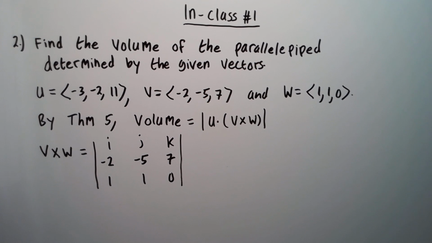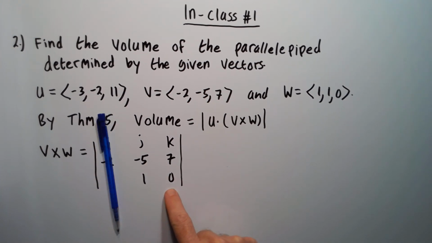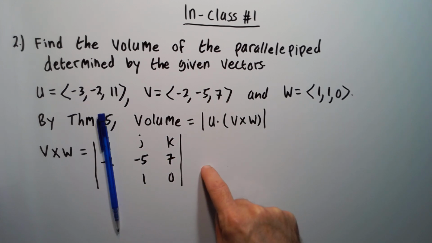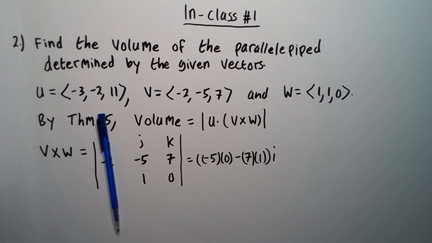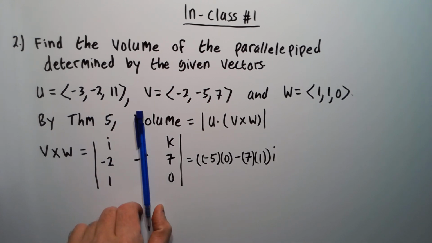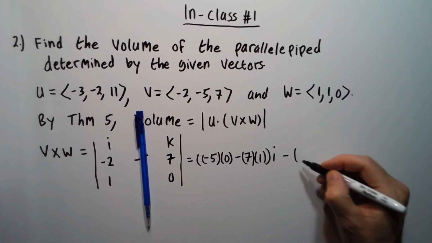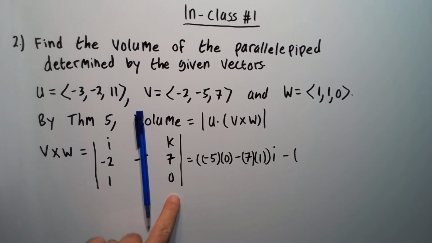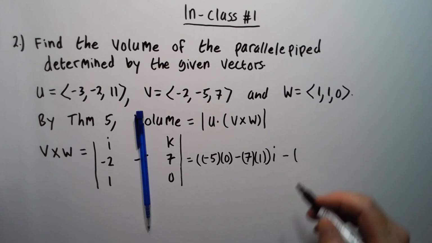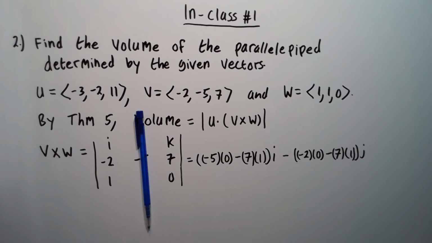So let's do the i component first. So we're going to cover this. So it's going to be -5 times 0 minus 7 times 1. Let me write that here. So we get this. So again, it's -5 times 0, and then 7 times 1 with the minus sign. Then we'll do the j component next. So the j one has a minus in front. Then it's going to be -2 times 0 minus 7 times 1. Let me write that here. Okay, so I've written it here.